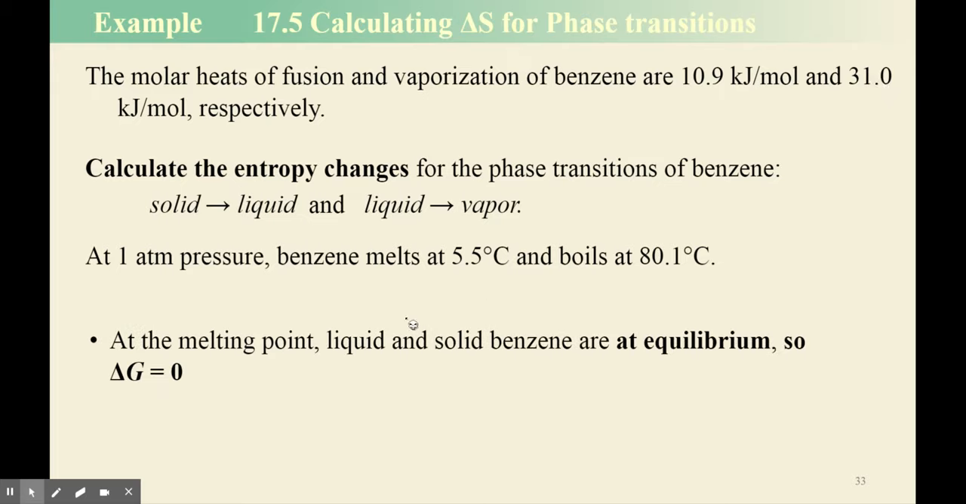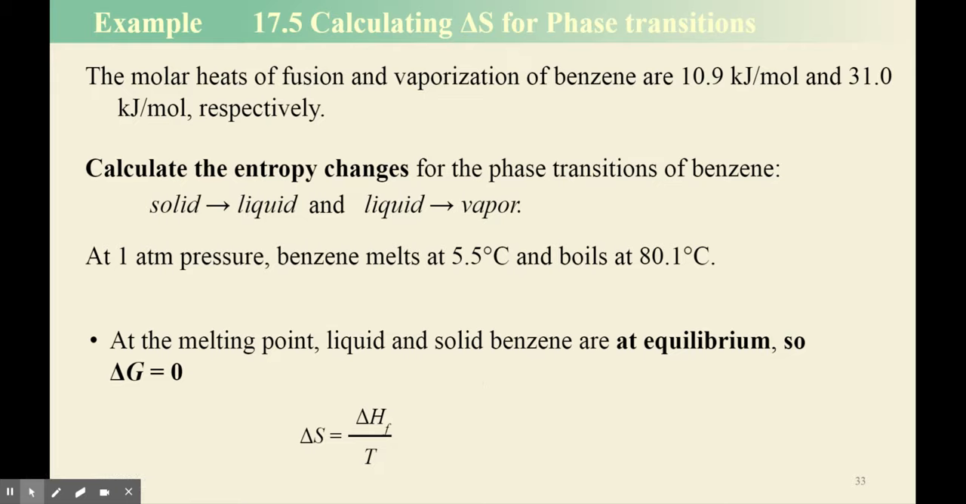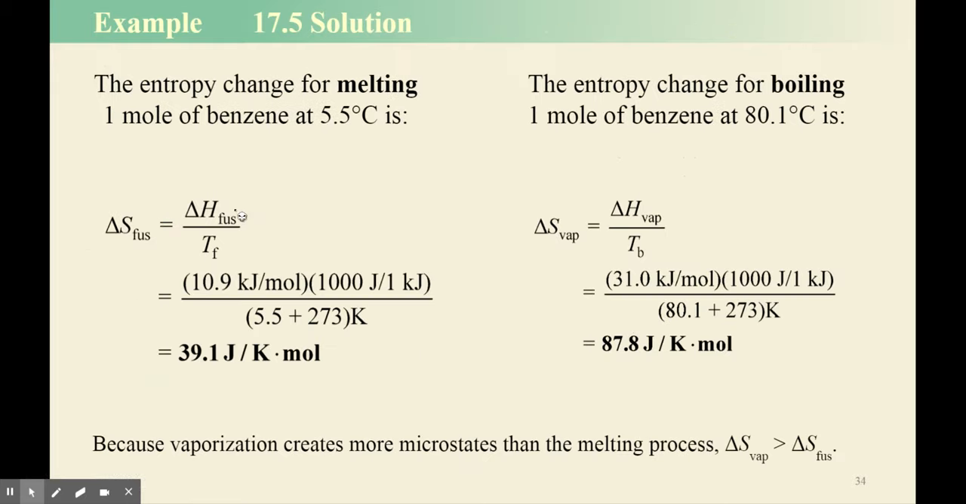So we just need to use that equation to say when at equilibrium, delta G is zero. So then we can use this equation, which I'm going to change. There we go. That looks better. So we have the heats of formation over the temperature at those to get entropy. So again, pretty straightforward. Here's the heat of fusion for melting. You'd look up 10.9. Now, to make our units consistent, we have it times 1,000 to go from kilojoules to joules, and divided by our temperature in Kelvin to get 39 joules per Kelvin per mole, and that's for melting. And then for vaporization, we have this higher value of 31 kilojoules for enthalpy, divided by its boiling point temperature in Kelvin. And as expected, we get a greater increase in entropy for vaporization than just for melting.